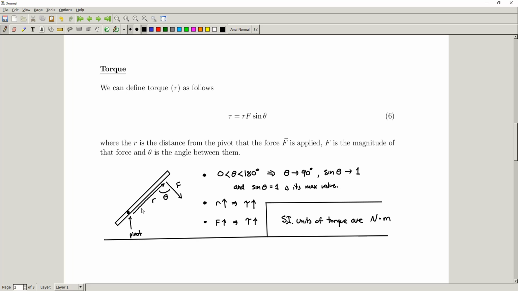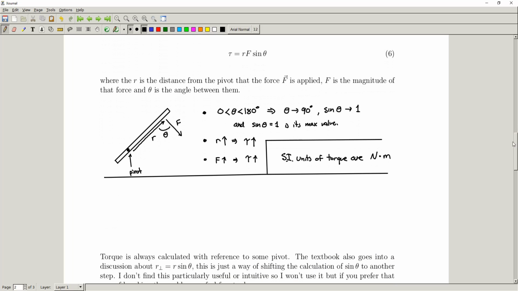Also, if we raise r, like if we apply this force further out along the stick, then we're going to have a higher torque. And the same is true for cranking up F. If we crank up the amount of force that we're applying, we're going to have a higher torque. Quick note about the SI units of torque: the SI units of torque are just going to be Newton meters. So we'll try to use that wherever we can.